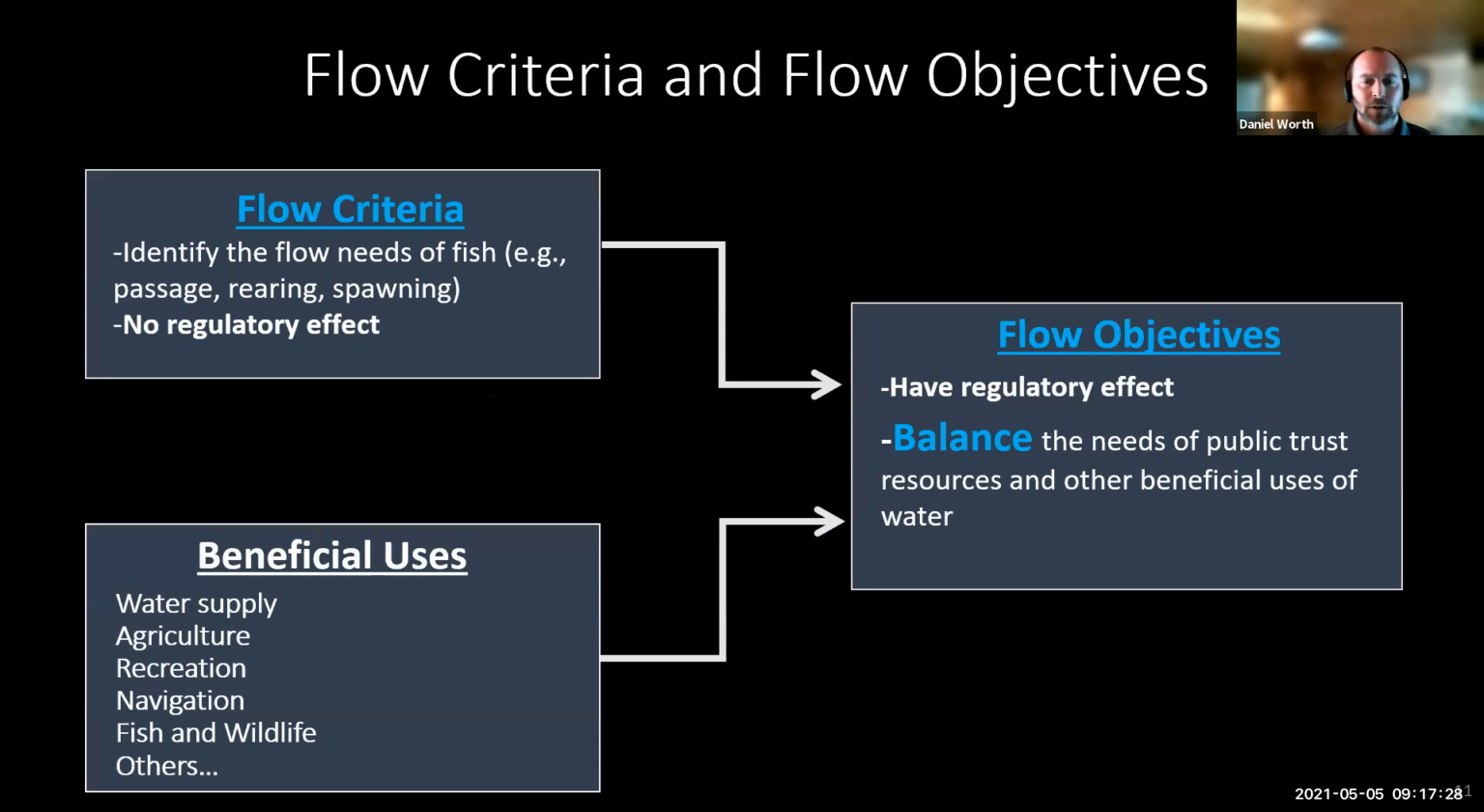This slide helps to differentiate flow criteria from flow objectives. Flow criteria identify flow needs of fish. For example, passage flows or rearing flows or spawning flows. And flow criteria have no regulatory effect. Flow objectives do have regulatory effect, and they balance the needs of public trust resources and other beneficial uses of water. Beneficial uses of surface water and groundwater in the Ventura River watershed are designated within the LA Regional Water Board's Basin Plan. Next slide, please.